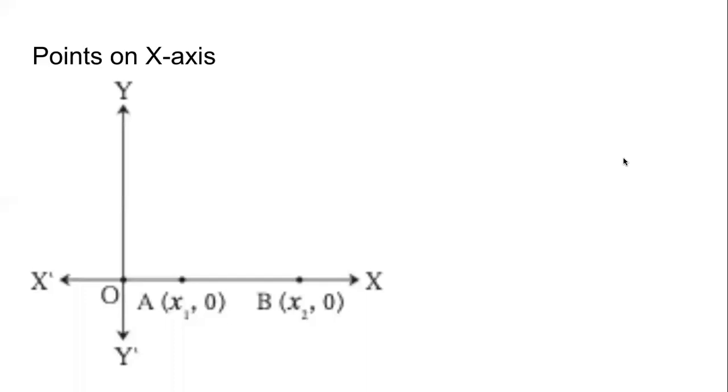Suppose the 2 points are A and B. Look at the diagram. They are on the x-axis. The coordinates of point A are x1 and 0. The coordinates of point B are x2 and 0. It's on the x-axis, so the y coordinate is 0. Clear? Now we can also look at the x-axis as another number line. Every point on the x-axis can represent a number.